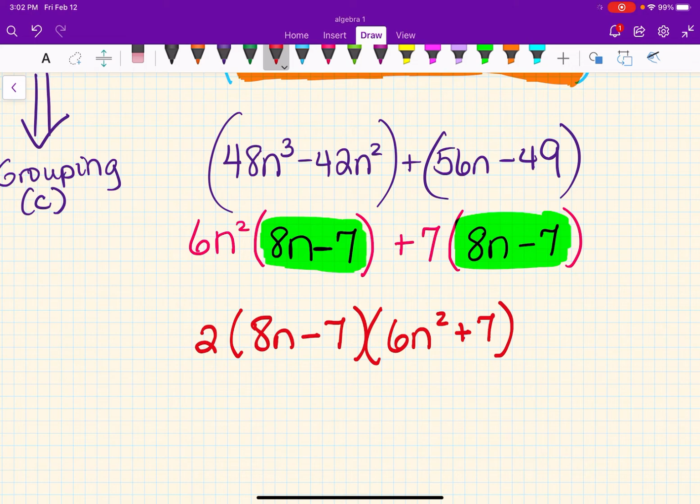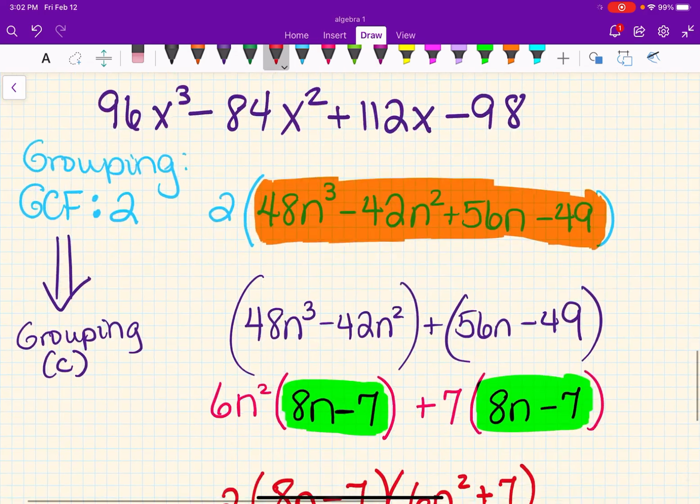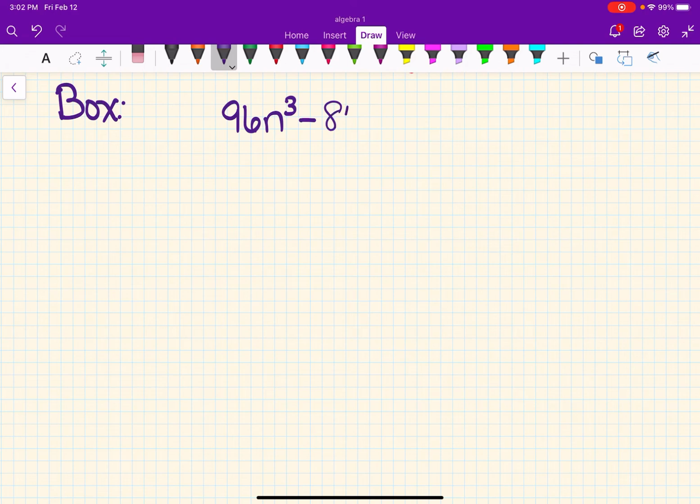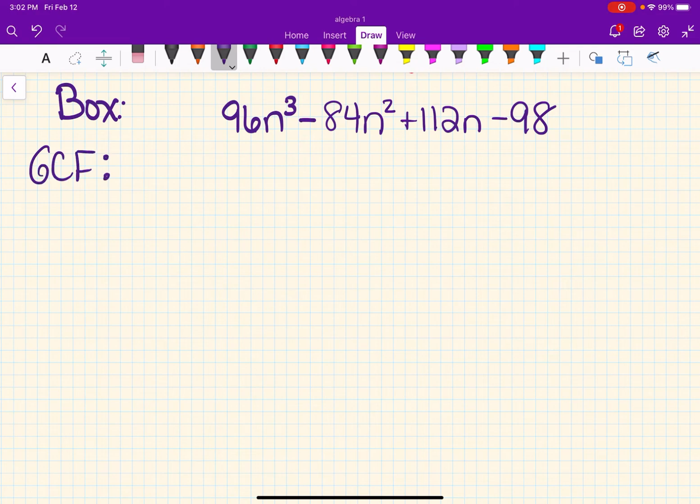All right, let's take this same problem now, and I'm going to do the box method. Okay, so here's the original problem: 96n to the third minus 84n squared plus 112n minus 98. Oh, I switched it from x's to n, sorry. Doesn't really matter. Start with the GCF. And we already figured this out before. The GCF here is 2.